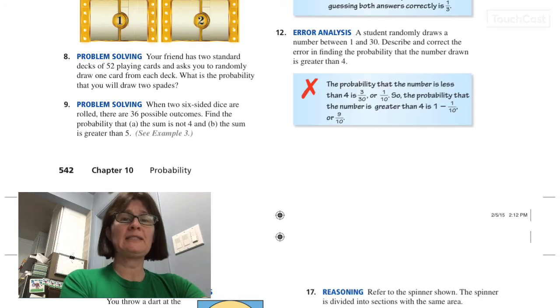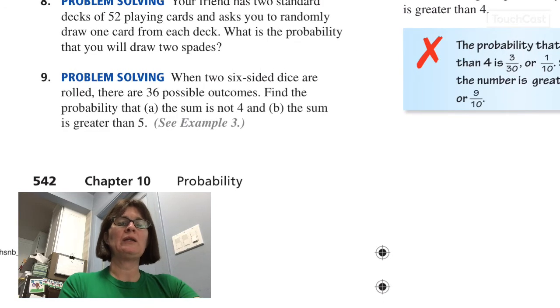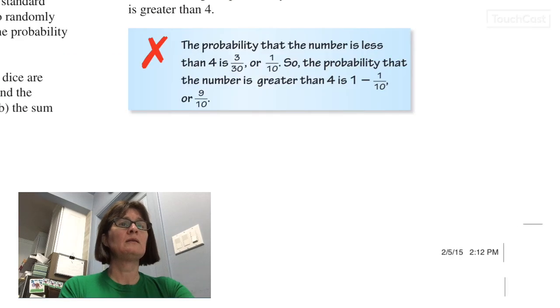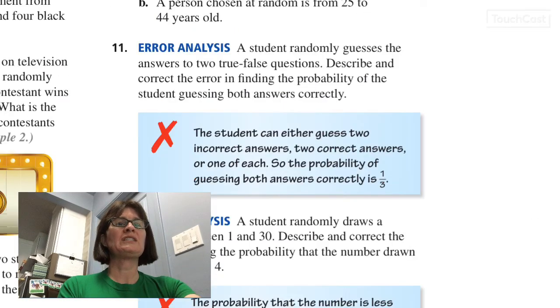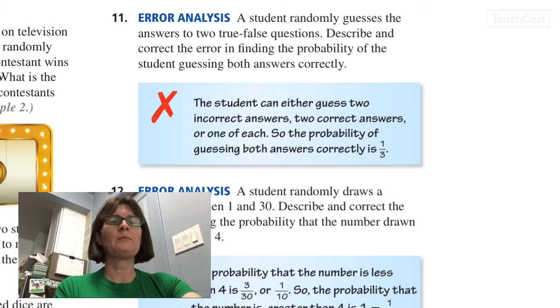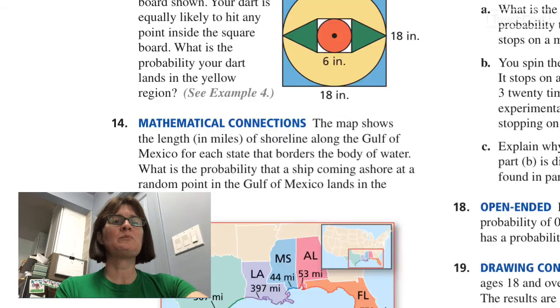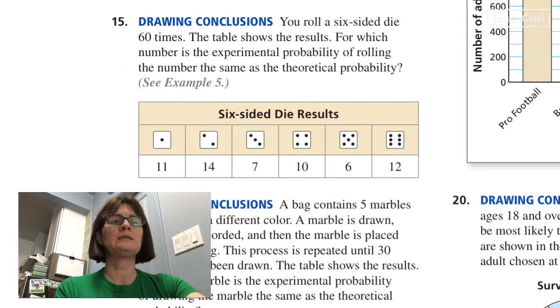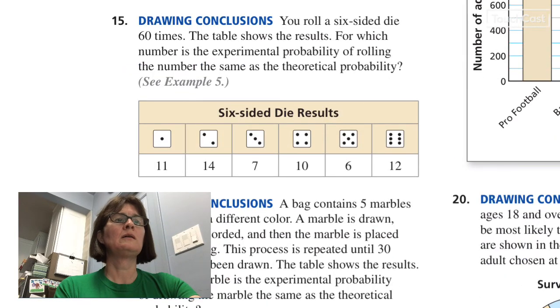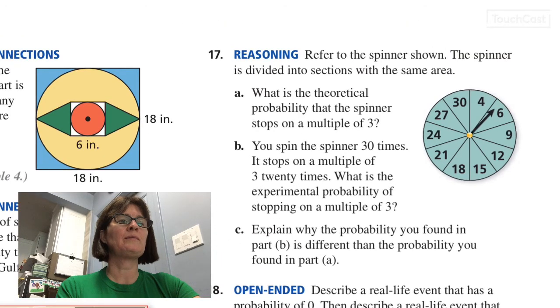So your assignment for today, in case you don't have access to your book at the moment: from page 542, question 9. Question 11, an error analysis question. Number 15, about experimental probabilities. And number 17, about a spinner.